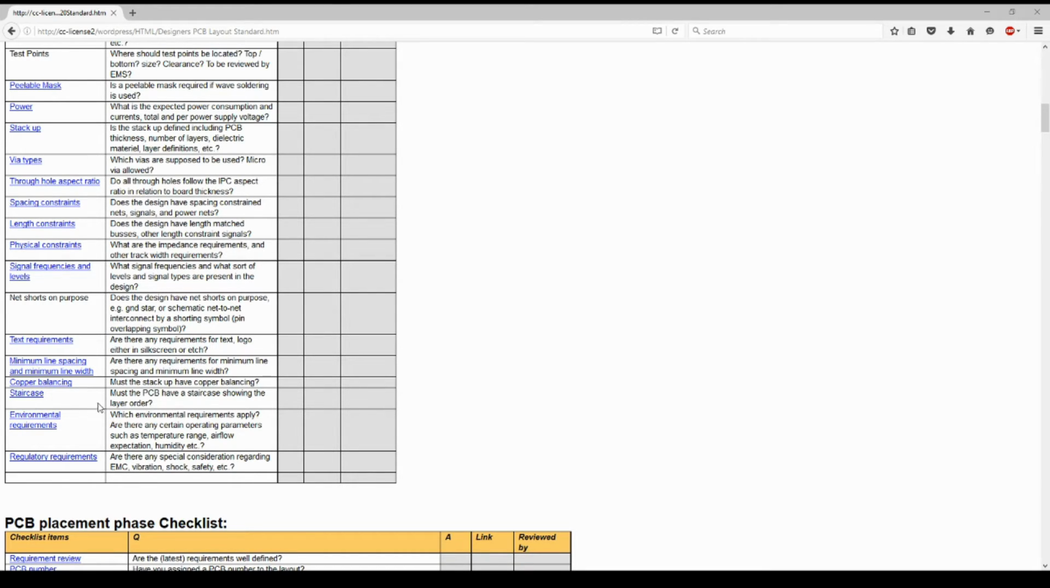Minimum line spacing, minimum line width, very much determined by the manufacturer, but also a cost driver, so knowing what this is. Copper balancing, really important when it comes to the etching process of the copper layers. So having copper balancing may be really important if we have a lot of copper in one corner and nothing in the other. Also, it could be important due to EMS and the heating of the board. If there's a lot of copper in one end and nothing at the other end, the thermal balance of the board is very skewed. So for this reason, it could also be very important to have copper balancing.